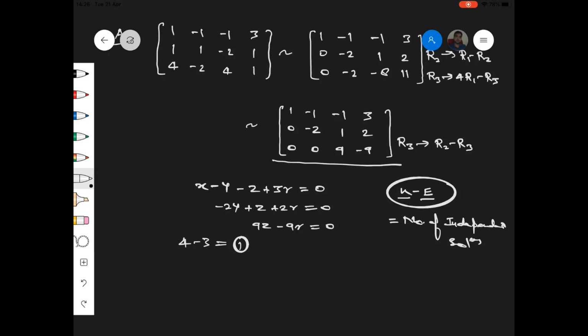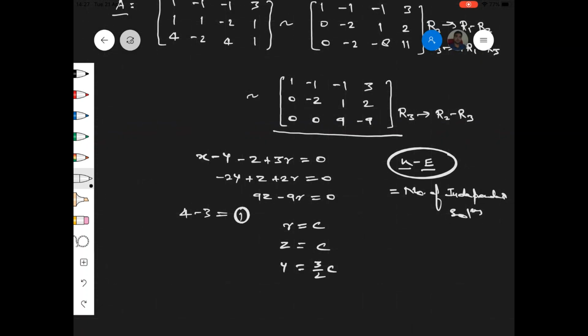and this solution may be any one, either x, y, z or r. So let us say r is the independent solution. I am choosing the value of r as c. So we'll get the value of z equals to, from the third equation, c. And if we put the values of r and z into the second and first equation, we'll get the value of y as 3 by 2c and the value of x will be minus 1 by 2c.